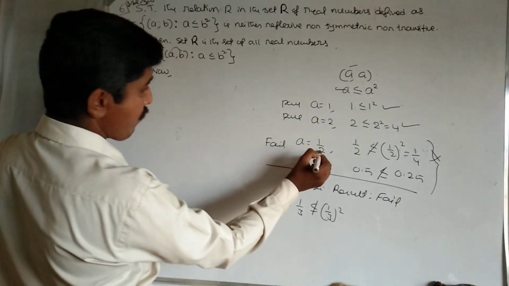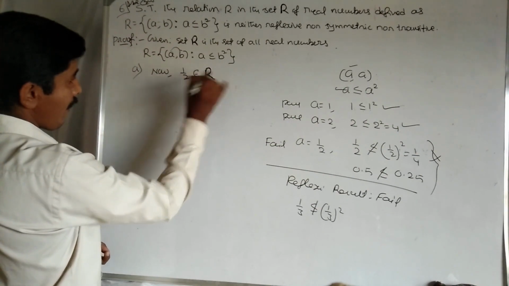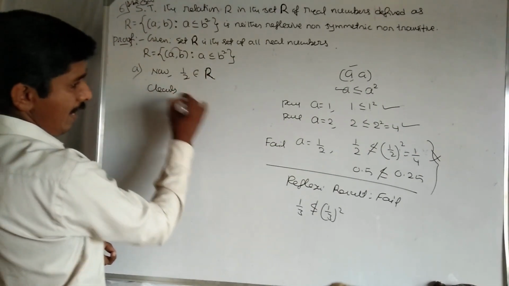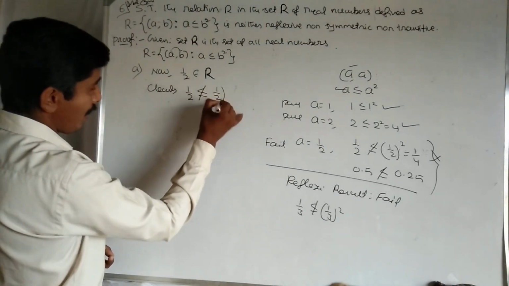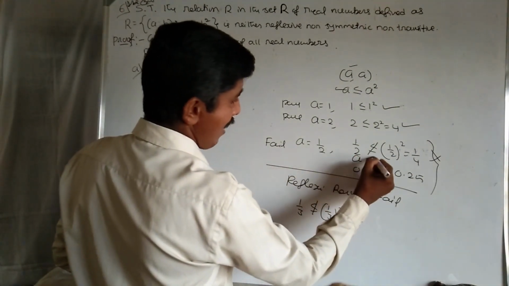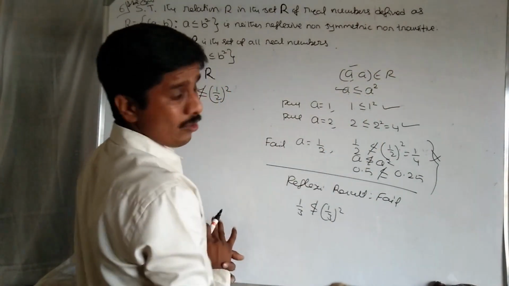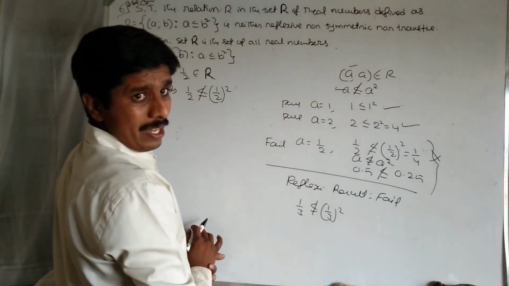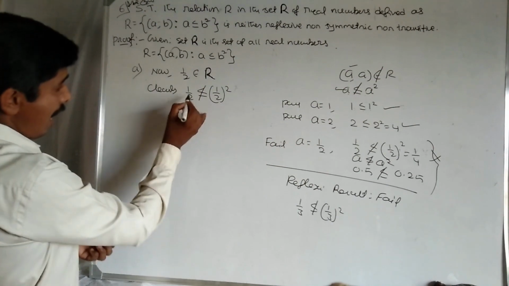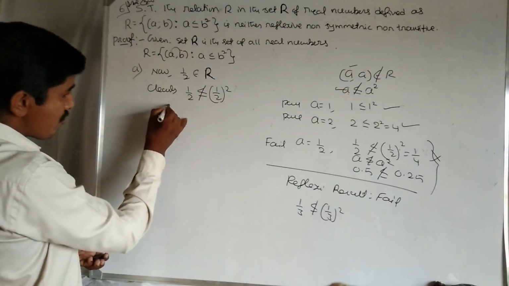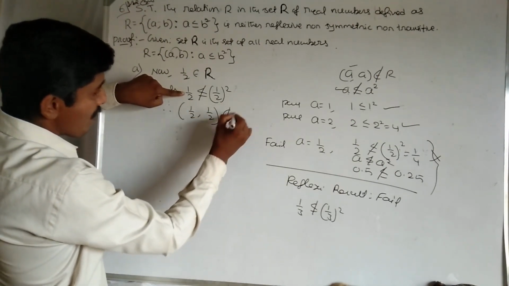Now I am taking this half here. Half belongs to set R. Then clearly your half is not less than or equal to half whole square. Correct. Here A is less than or equal to A square means A comma A belongs to relation. Got it. A is not less than or equal to A square means here A comma A doesn't belong to relation. Got it. Here half is not less than or equal to half whole square. Therefore, here first element, second element doesn't belong to relation.